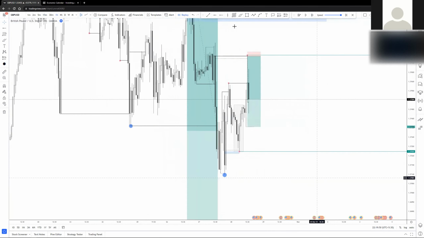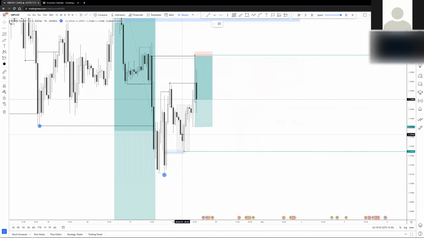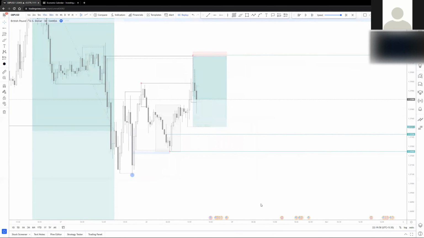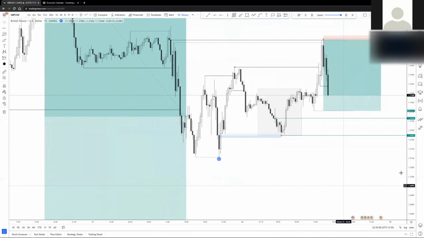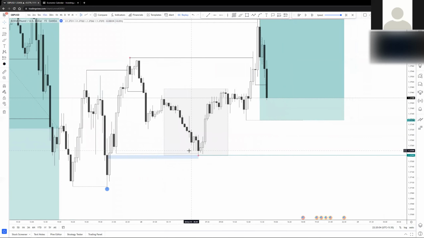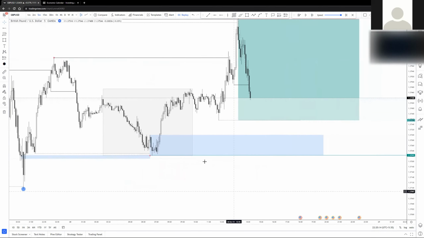On the 1 hour, we have the body of the candle right here. On the 30-minute, we had a candle right here. On the 15-minute, it makes it even more clear. Look at this, the candle that took out the liquidity, right here. Now, since the range is too big, go to a lower time frame. What do we have here? Breaker. Refine it to the breaker.